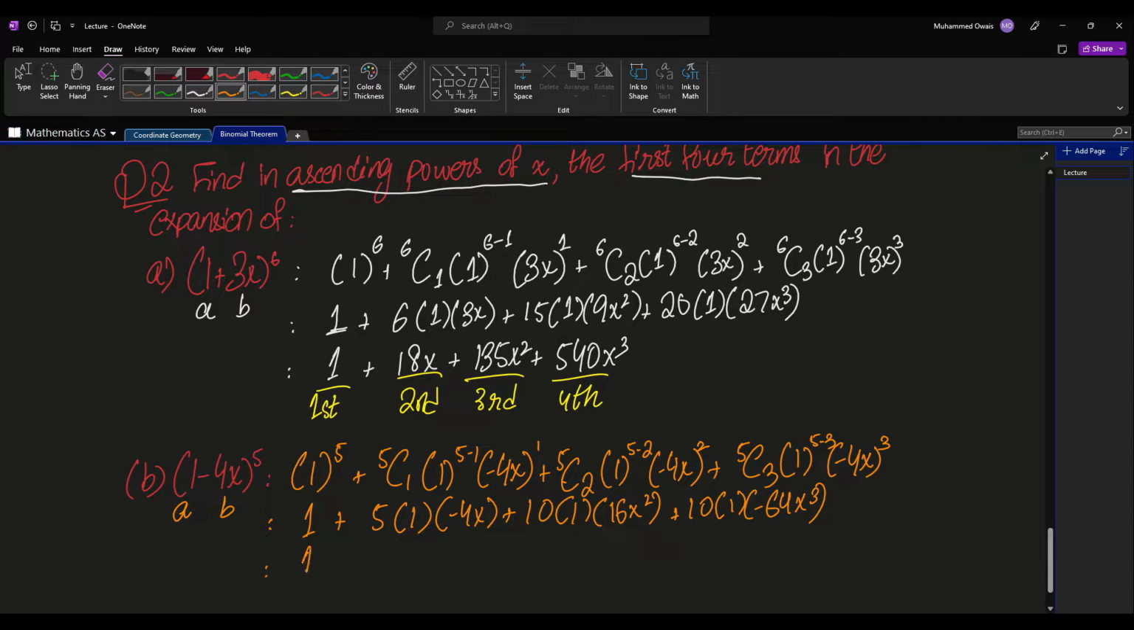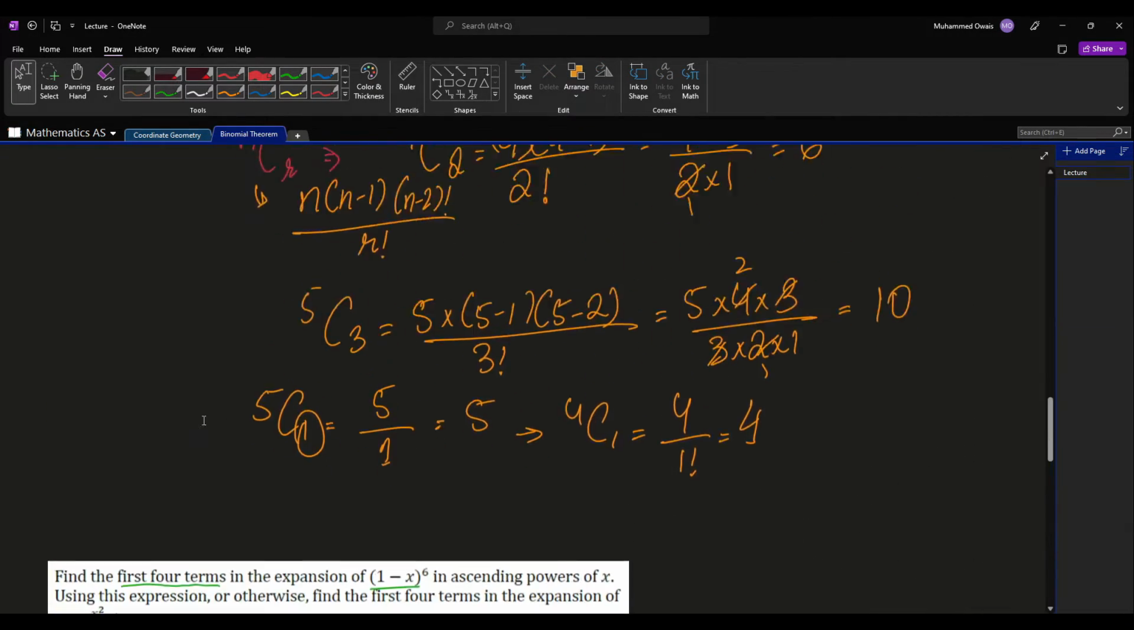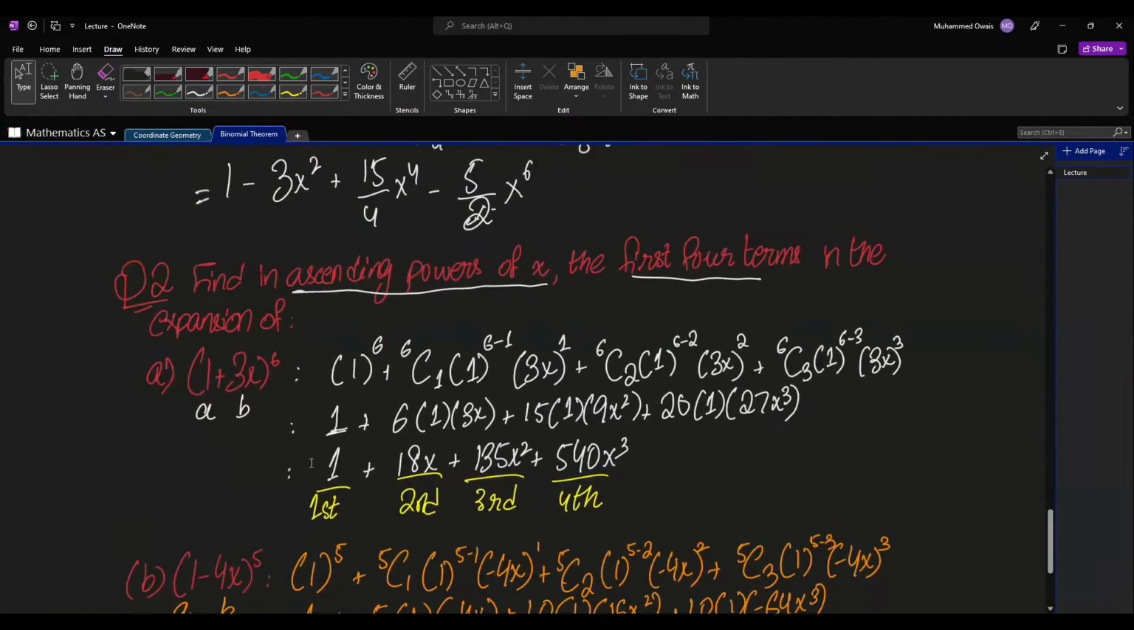And this is now 1 minus 20x plus 160 x square minus 640 x cube. See, 4 terms. First term, second term, third term, and fourth term. Alright, so this is basically what we did in the last class. We understood the whole premise of binomial basically, and then we did a single question on it, and now we are moving forward.